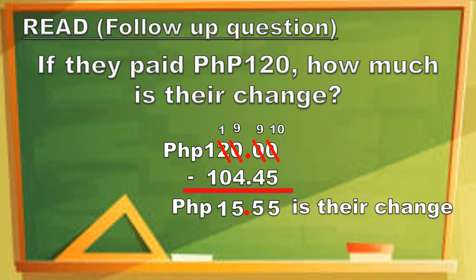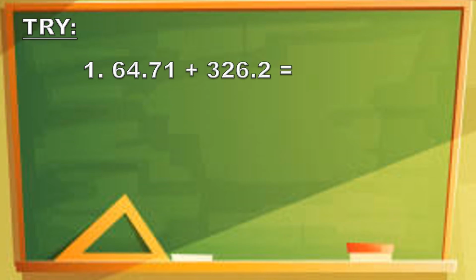Did you get that? Okay, good job. Okay, have your pen and paper ready. Let's do these exercises. Number 1, we have 64 and 71 hundredths plus 326 and 2 tenths. Again, that's 64 and 71 hundredths plus 326 and 2 tenths. So pause the video until you're done with your solution and then click play again so we could check.